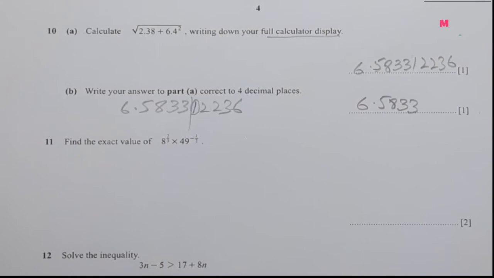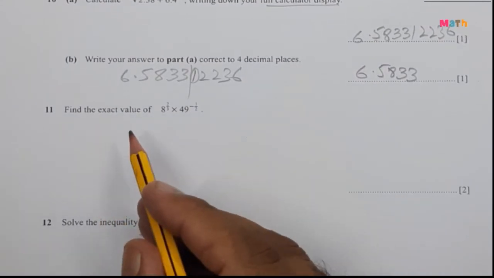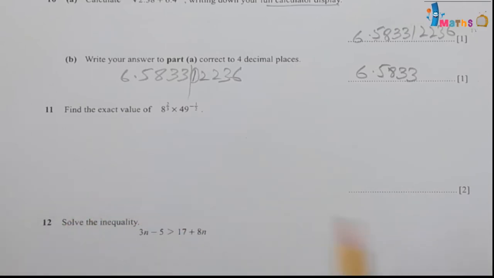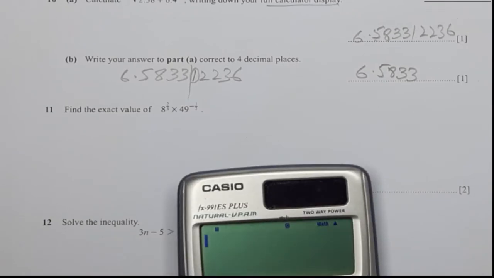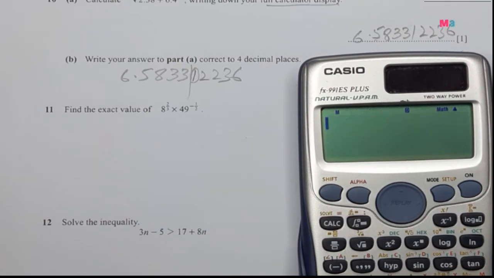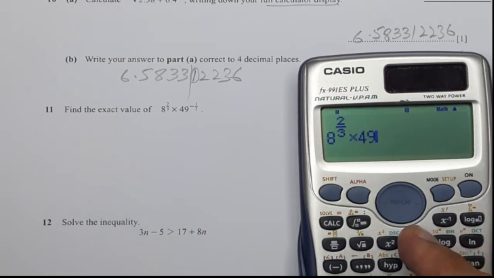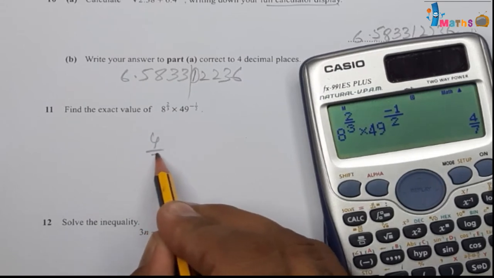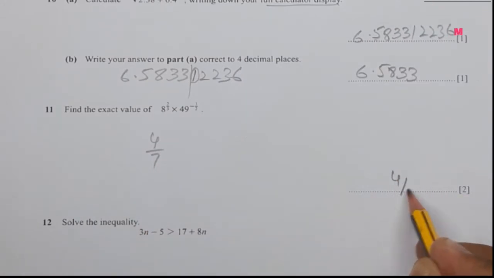Now question number 11. Find the exact value of this one. Exact value we have to calculate. 8 raised to the power 2 by 3. We can use the calculator for this. 8 raised to the power, we'll be using fraction, 2 over 3, and multiplication 49 raised to the power, again fraction, minus 1 over 2. This will be equal to 4 by 7. 4 over 7, we'll write the answer over here.